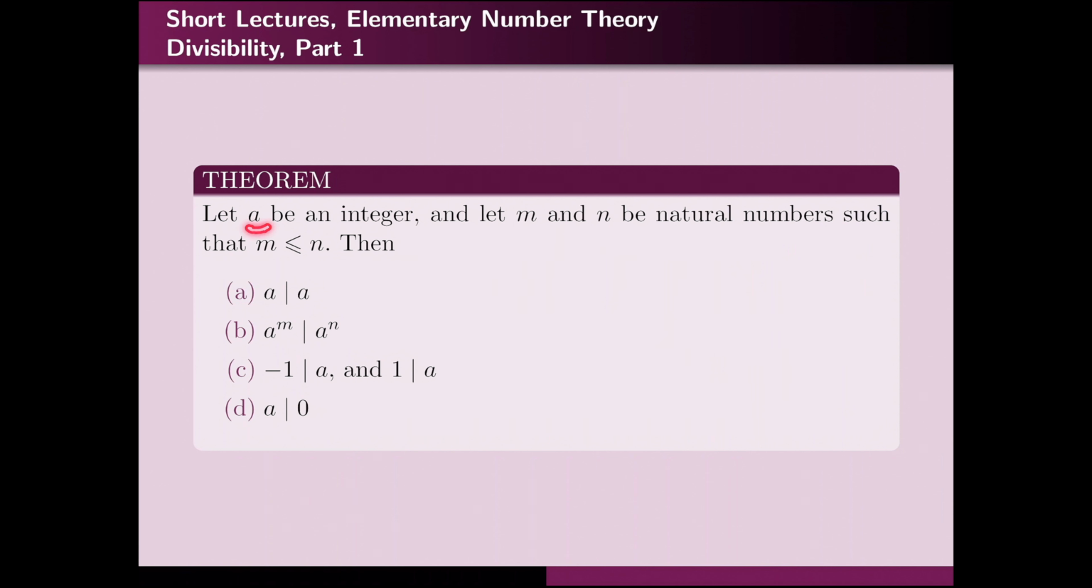If a is an integer and m and n are natural numbers so that m is less than or equal to n, then we have these relations always holding. So I am tabulating them, itemizing them as a theorem because I will use them extensively later without feeling that I have to prove them every time I use them. So every number divides itself, including 0, because I told you that 0 divides 0 is also a true statement in the way that I defined divisibility.